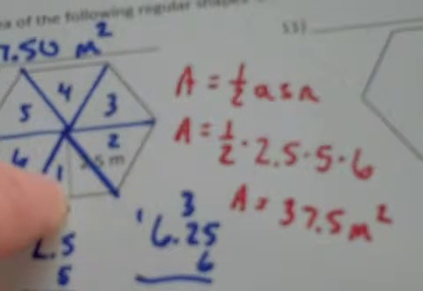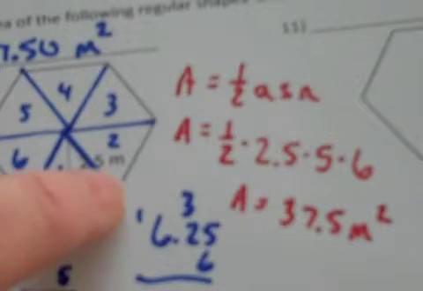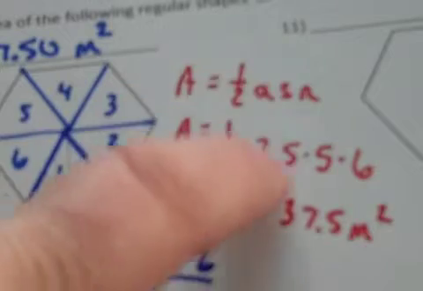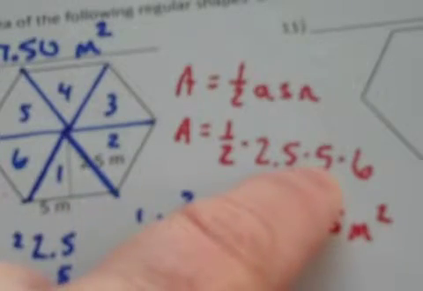1/2 is a given part of the formula. 2.5 is the length of the apothem. Remember, that's the special vocabulary word for this distance that goes from the center of the regular shape out at a 90-degree angle, cutting this side into 2 equal pieces. So that's where the 2.5 comes from. S again is the length of a side. The side was given as 5 meters. That's where the 5 comes from.